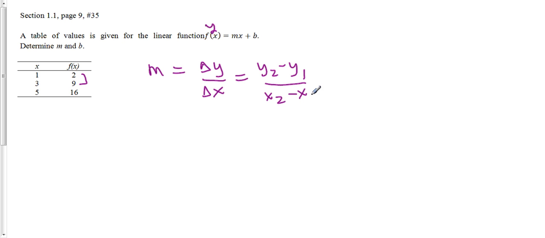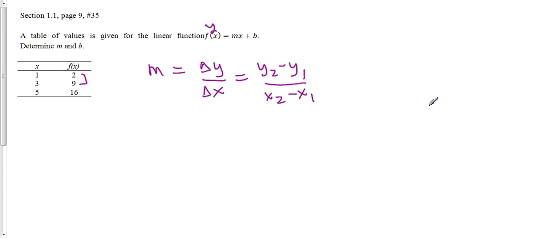If we know that the line is going to go through all of these points, then we can pick any pair of them and figure out what the slope is going to be. And we know that the equation for slope is delta y, or delta f(x), over delta x. And that's going to be some y2 minus y1 divided by x2 minus x1.